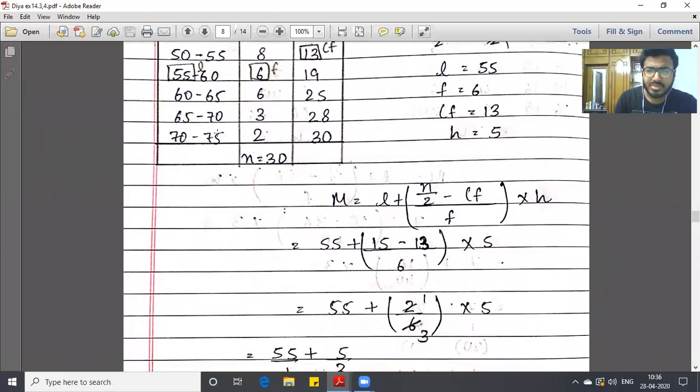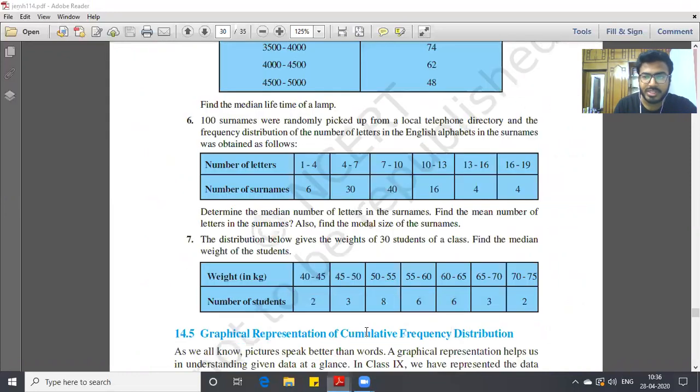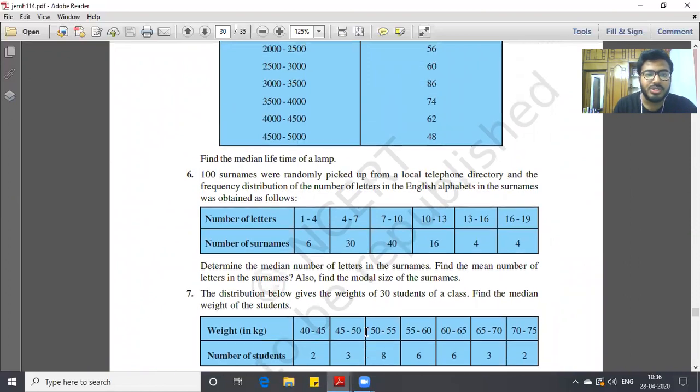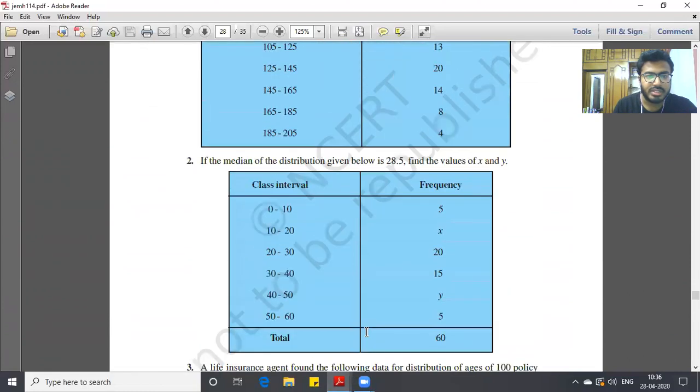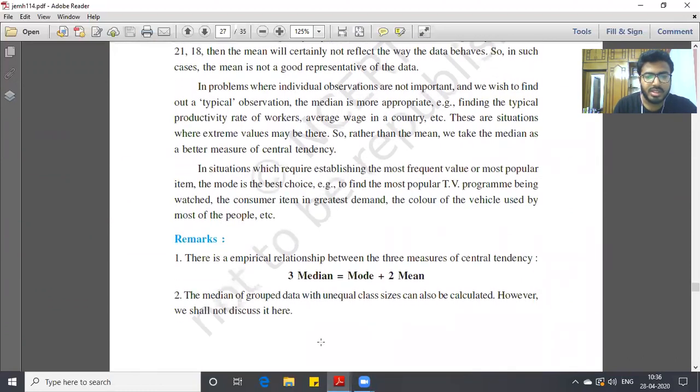Now, before going into the next topic, first you should know an empirical formula. Okay, now if you know two of the things, that is mean and median you're knowing, and you want to find out the mode, then you can find it out directly by an empirical formula. Okay, that is here. 3 median is equal to mode plus 2 mean.